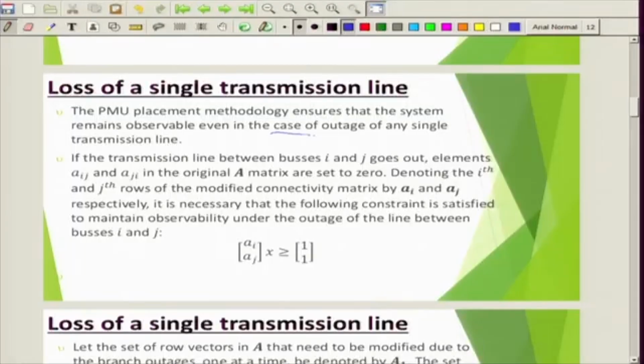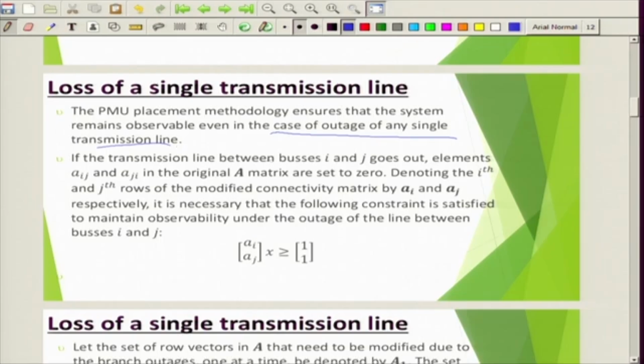The PMU placement methodology ensures that the system remains observable even in the case of an outage of any single transmission line. We had discussed this in the security constraint OPF: there is generation outage, line outage and all these things that we have studied. So, if there is a line outage, in such a scenario, whether the PMU placement helps to observe the buses even in such scenarios, that is the question.